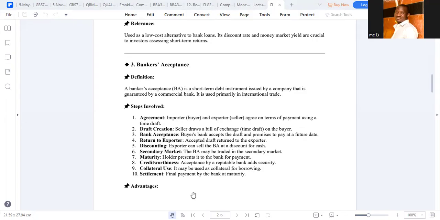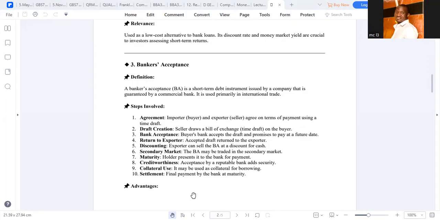Then in the secondary market, the bank acceptance is actively traded, where it will offer liquidity to others. And on maturity, the bank will pay the holder at face value. Now, what are the features of this bank acceptance?